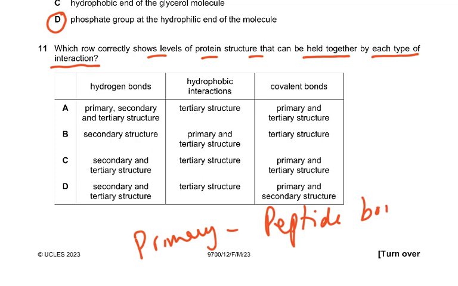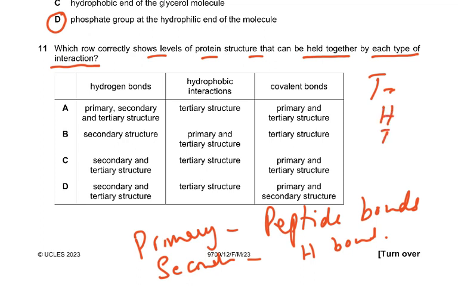Please remember that. Peptide bonds and disulfide bonds are covalent bonds. So in the primary structure, we have the peptide bonds. In the secondary structure, we have the hydrogen bonds, right? In the tertiary structure, we have hydrogen, ionic, disulfide, which is a covalent bond, and the hydrophobic interactions. So it says hydrogen bonds, hydrophobic interactions, covalent bonds.